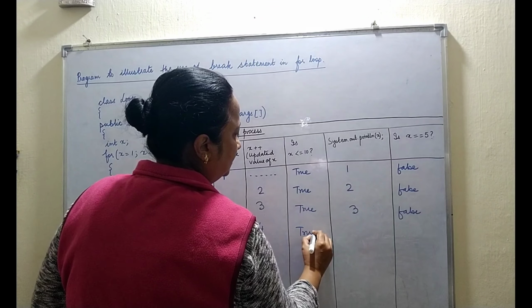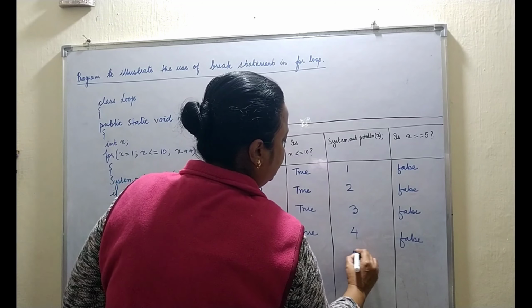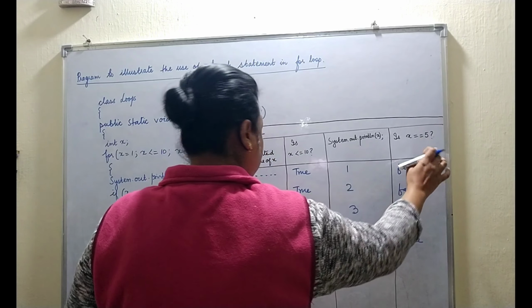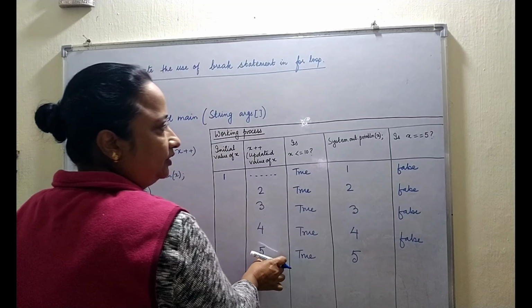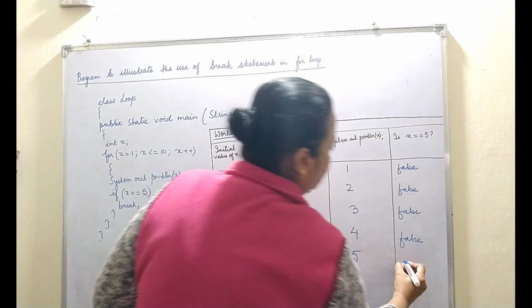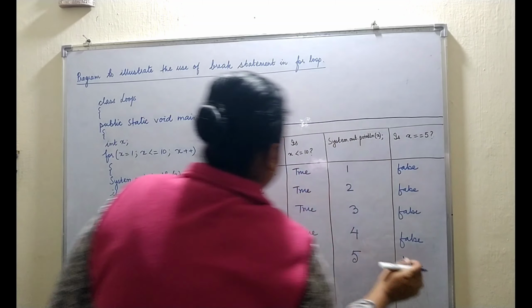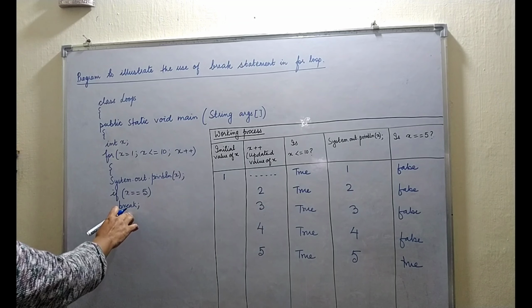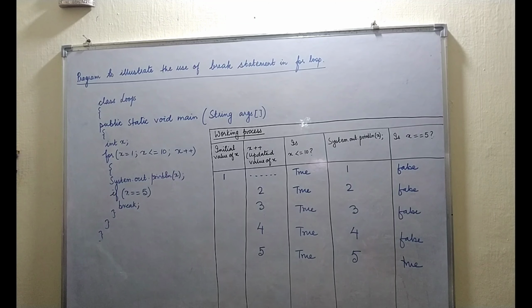Is x less than or equal to 10? This is true. So what will it print here? It will print 5. Right? Now is x equal to 5? Now in this case, what happens? The value of x is equal to 5. So this is true. So once the value of x is equal to 5, break. Break means what? It will exit from the loop.